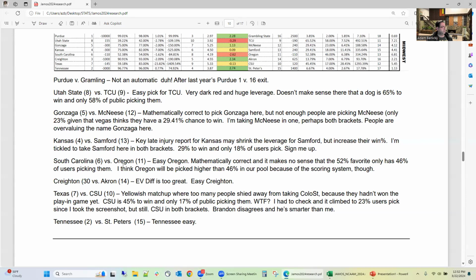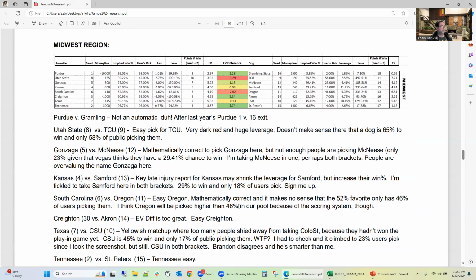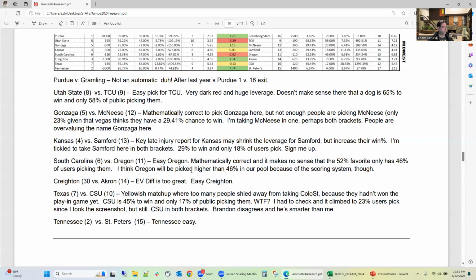And next we got South Carolina versus Oregon. Easy Oregon pick for me. It's mathematically correct. See the red here, the negative 2.62. And it really doesn't make sense that they are the favorite, 52.38% to win, but only 46% of the public picking them. That's strange.